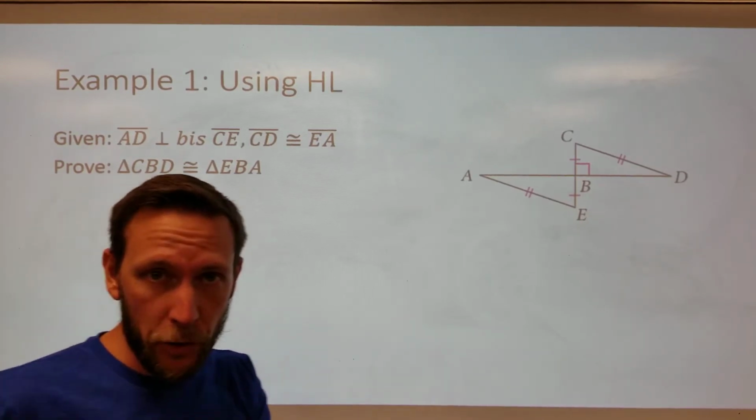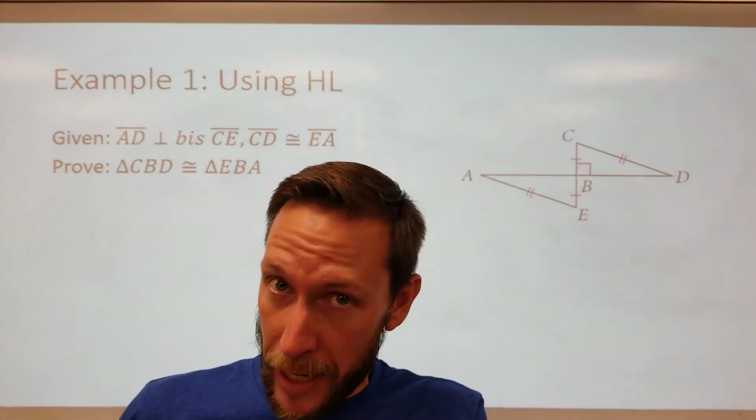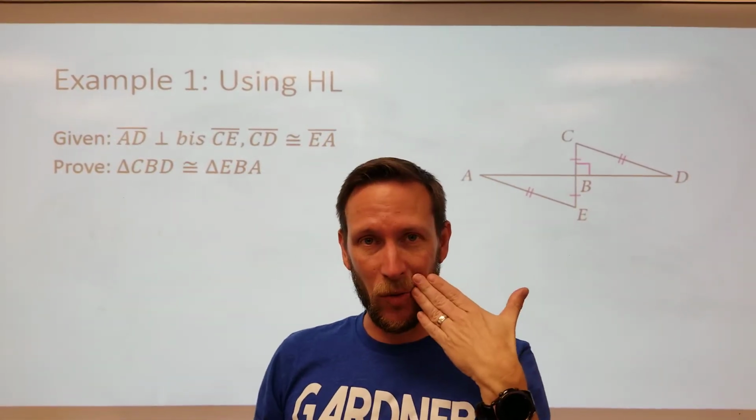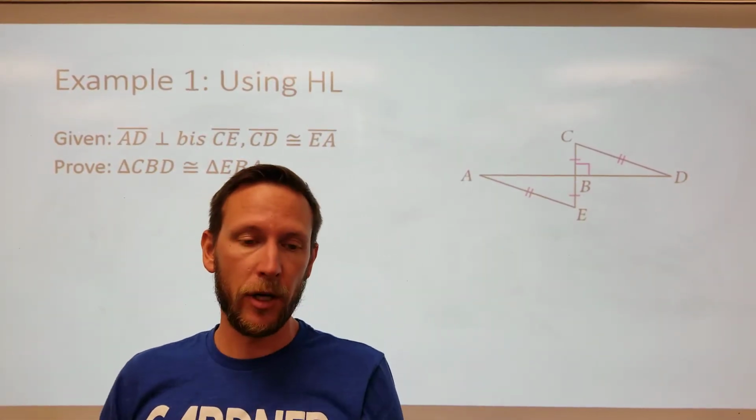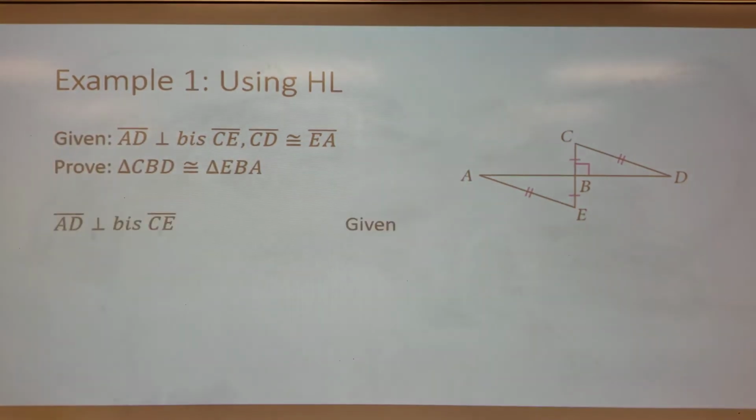If you want to write out that proof before I do it, you should do that just for the practice, listening to what I said, and then try to write out those steps. Otherwise, here they go. Segment AD is the perpendicular bisector of segment CE. That's given information.